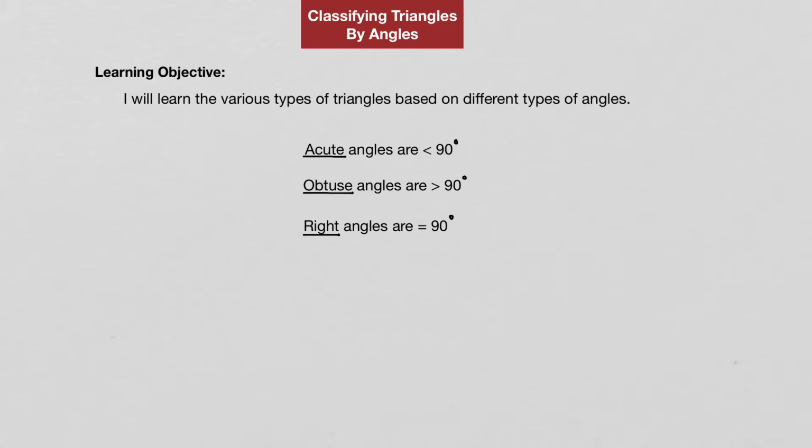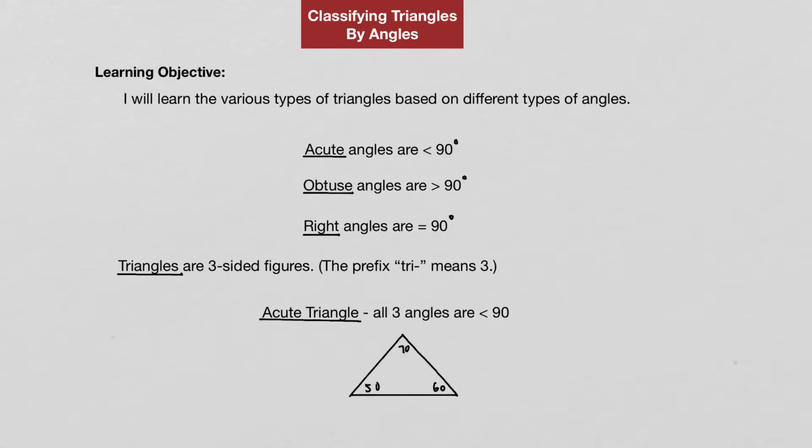Now, obviously, triangles are three-sided figures, hence the prefix tri, T-R-I, meaning three, and then angles. Okay, triangles. So now we can apply the three words that we mentioned earlier, acute, obtuse, and right, to triangles. So we can have an acute triangle, which means that all three angles are less than 90 degrees.